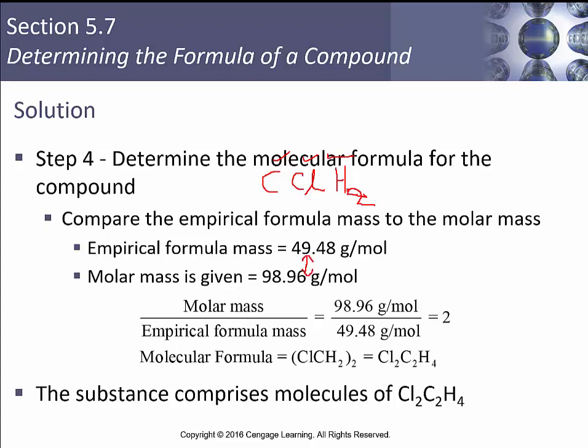and say, well, how many times do I need to multiply this 49.48 to give me 98.96? Or you just take 98.96, you divide it by the 49.48, and you're going to end up with 2. So you're going to take your carbon, chlorine, H2, multiply it by 2, and it comes out as Cl2C2H4. So the substance comprises molecules of Cl2C2H4. Once we've got this, then we can look at something like Lewis structure or VSEPR, and we can start to figure out what that molecule actually looks like.